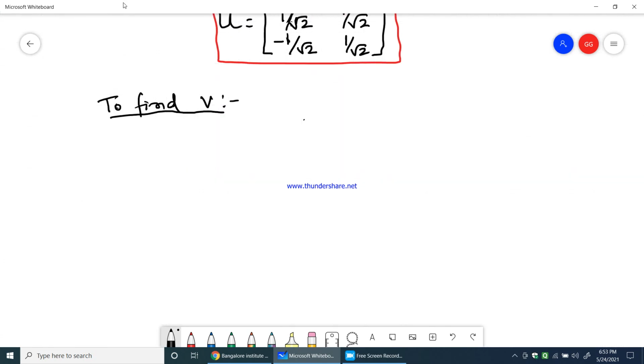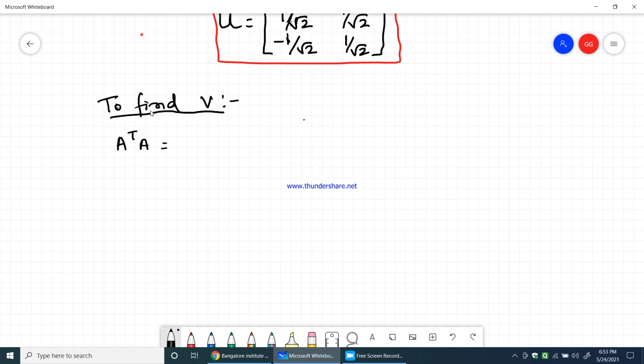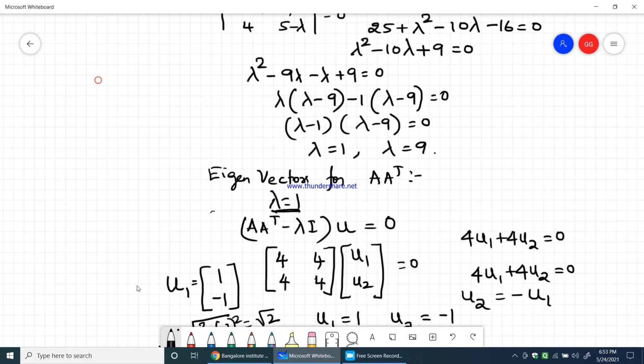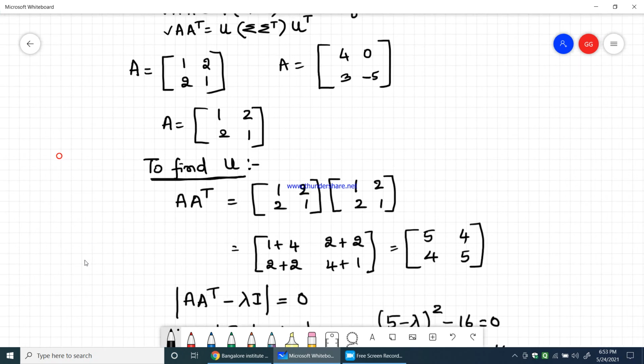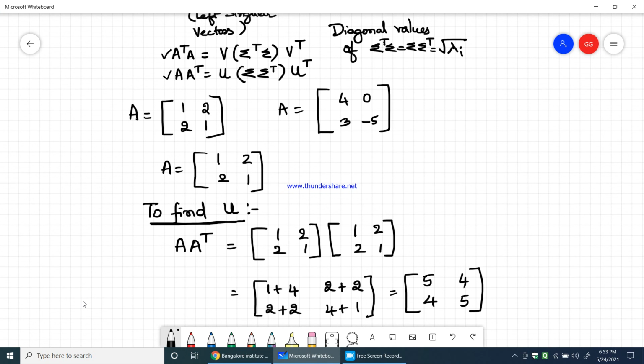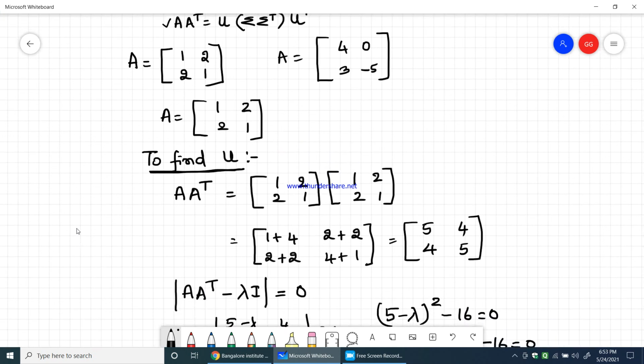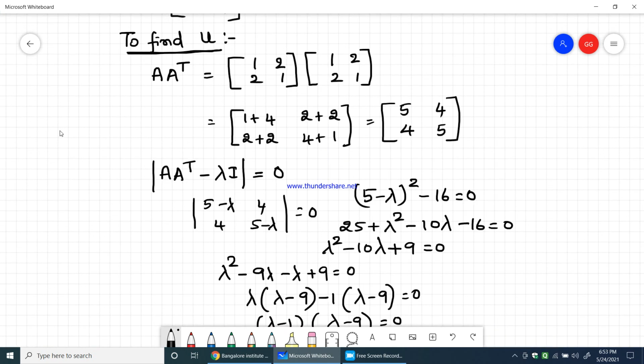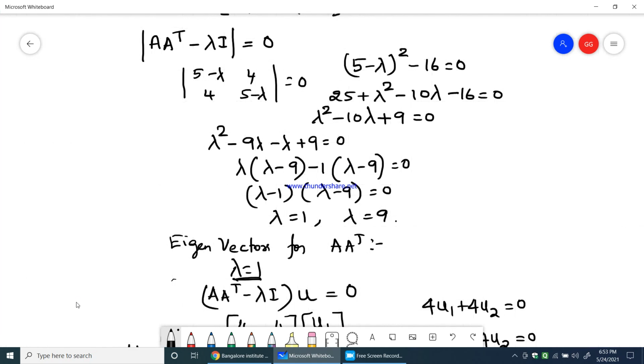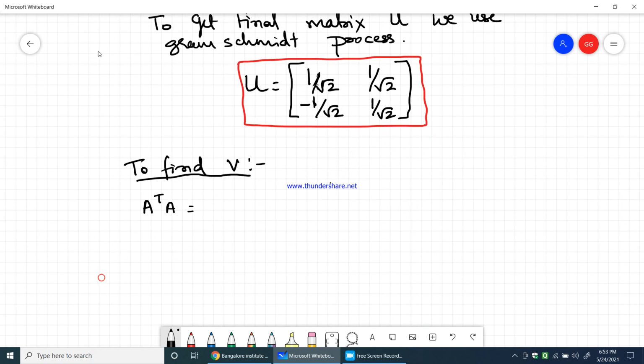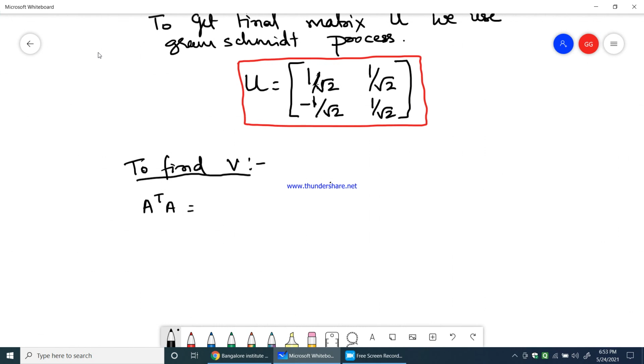So let us see what A transpose into A is. First, what was A transpose? Here A is [1 2; 2 1], so A transpose is again [1 2; 2 1]. It is the same thing. So we get [1 2; 2 1] into [1 2; 2 1].